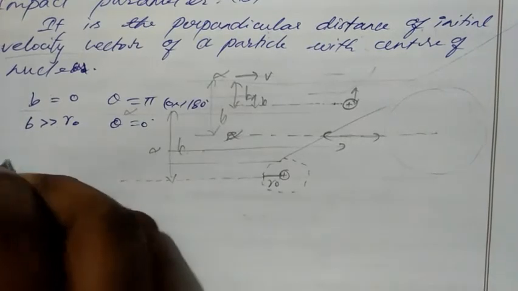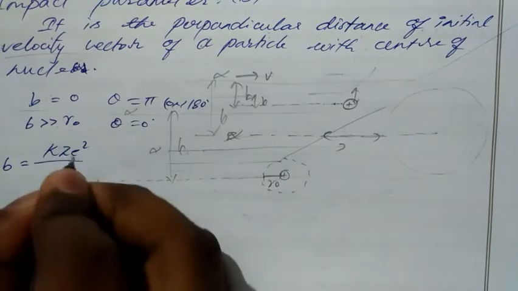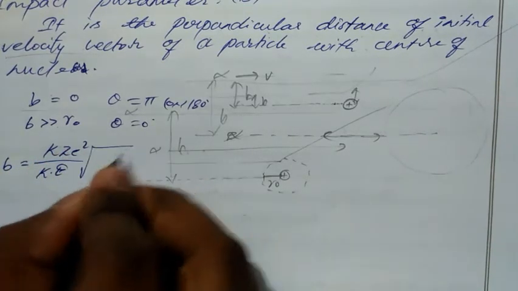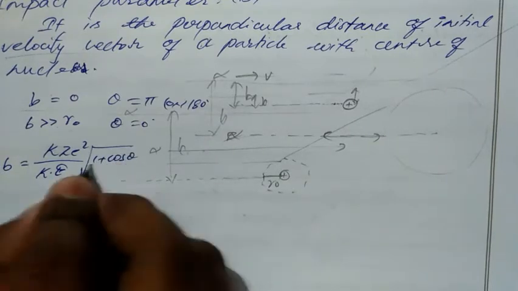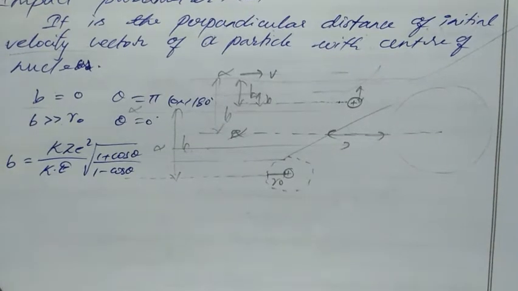We have a formula for the impact parameter: b equals k z e squared divided by the kinetic energy, times the root of (1 plus cos theta) divided by (1 minus cos theta). Here theta means the scattering angle.